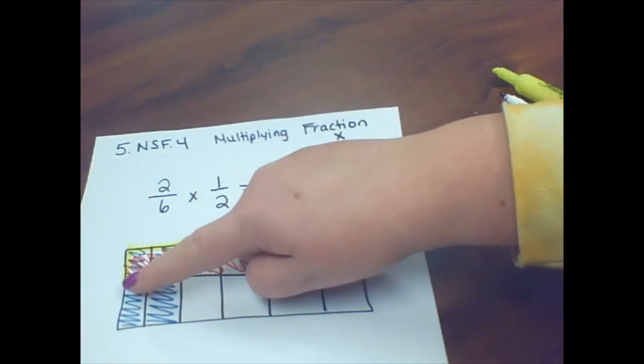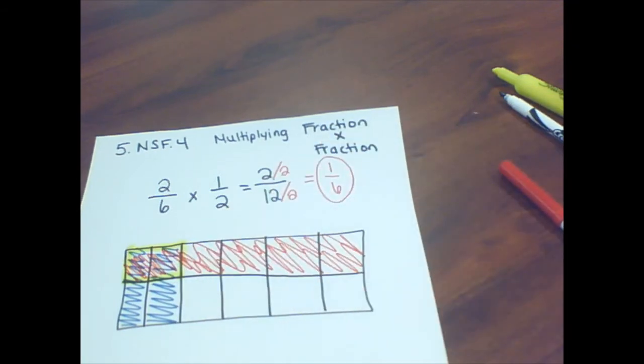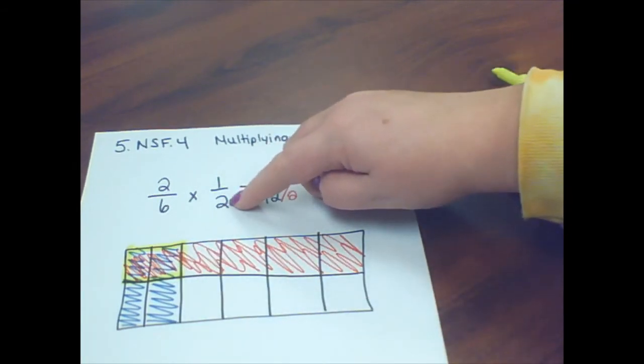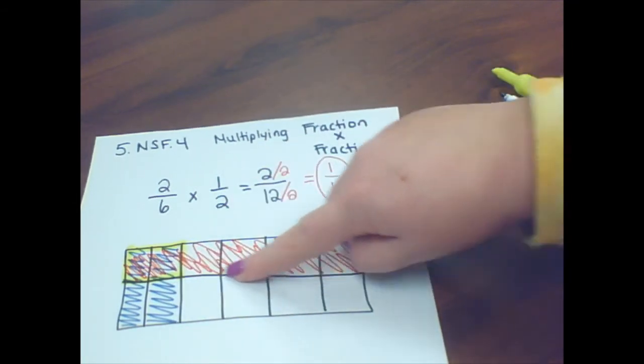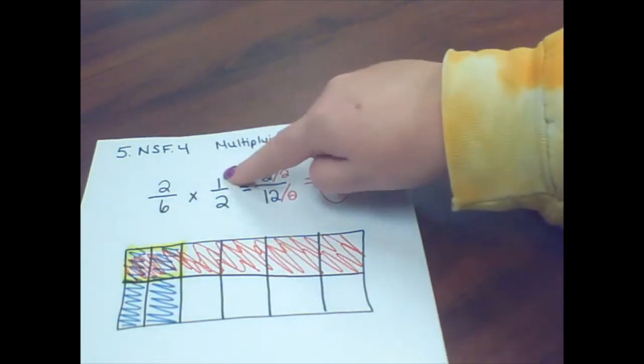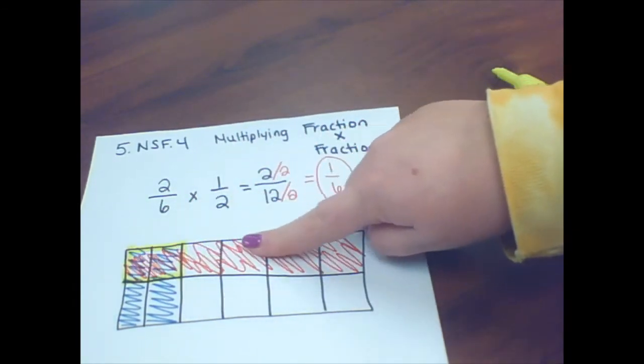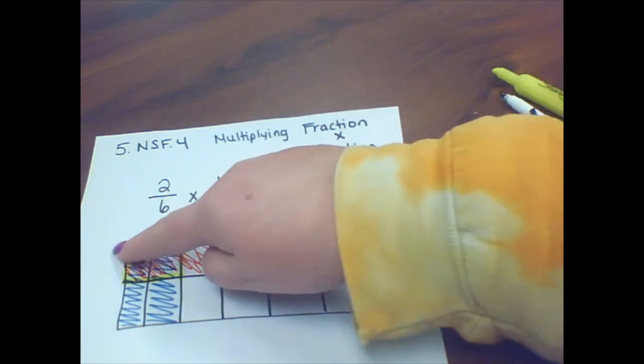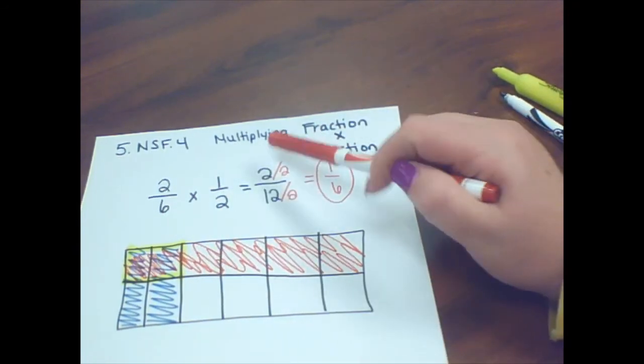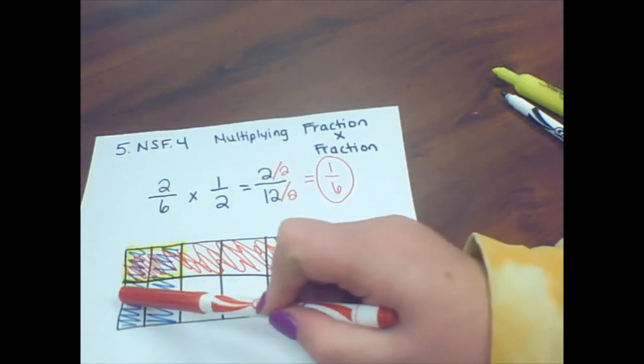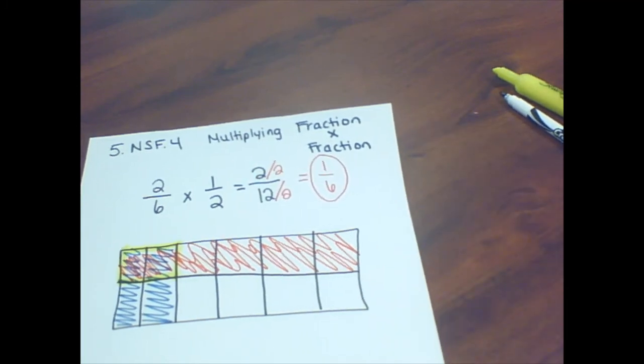We shaded 2 of those 6. Then we split that same model by our second fraction, which was in half. 1, 2. And we shaded 1 full half. Then we counted the overlap is how we got our numerator, and the total number of parts was our denominator.